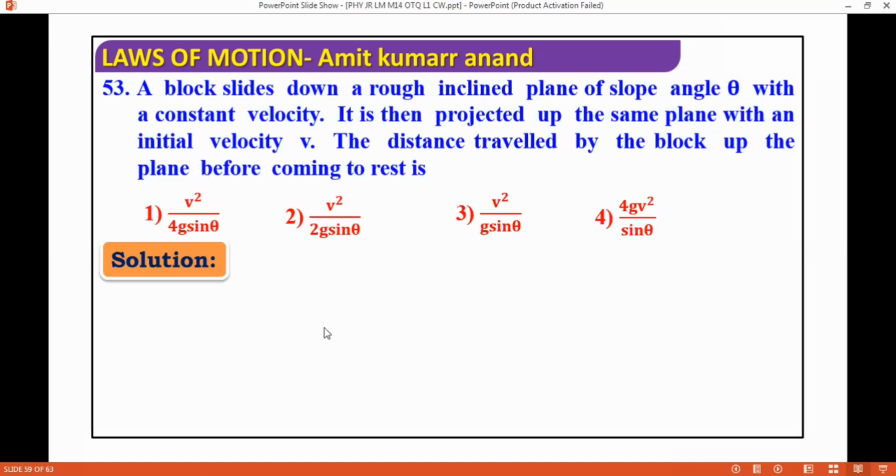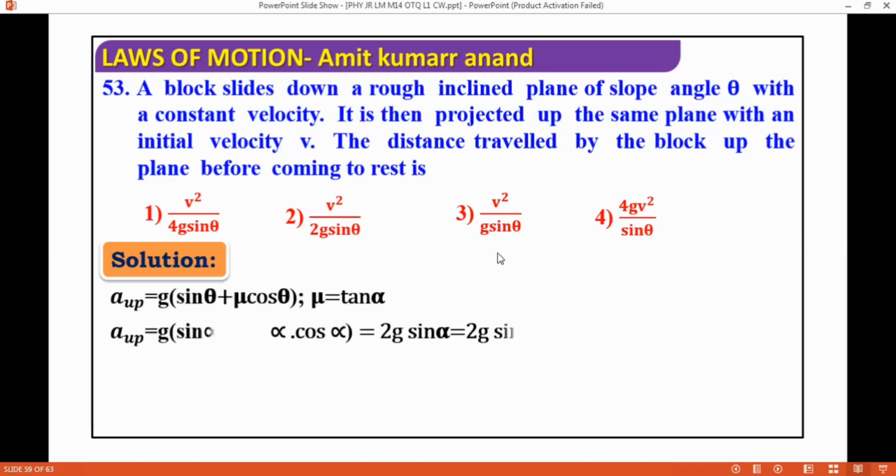If the motion is on a horizontal plane, what's the stopping distance? You should know, it is u squared by 2μg. But here, what you need to find out is the acceleration up the incline. The upside acceleration is g sin θ plus μ g cos θ. You already know this is the upside acceleration, and μ here is tan α.